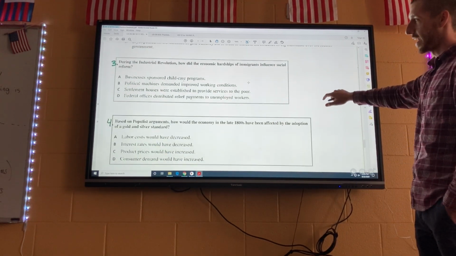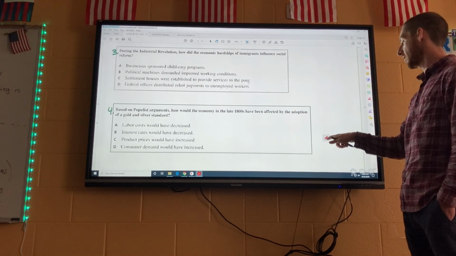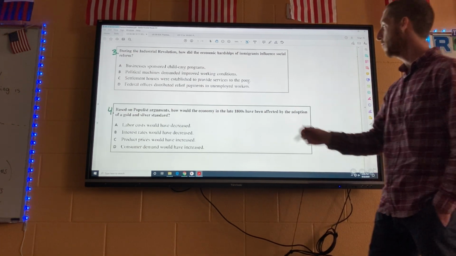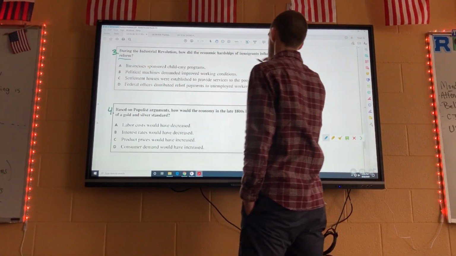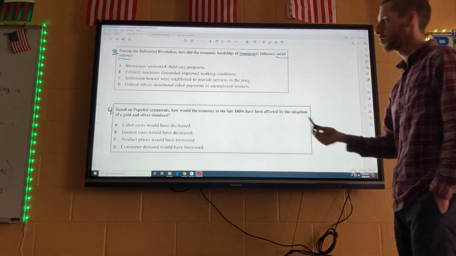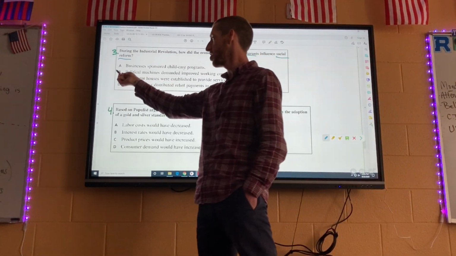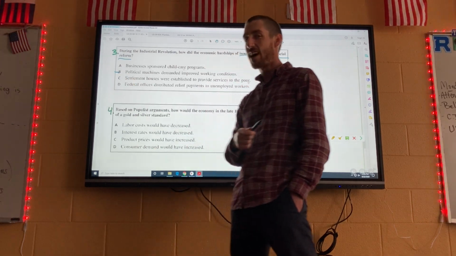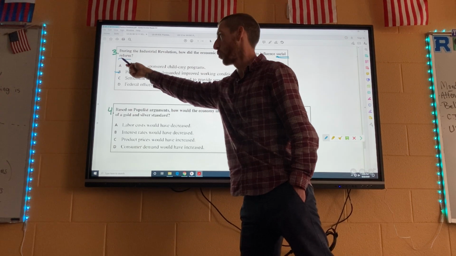All right, number 3 and number 4. Let's take a look at number 3. During the Industrial Revolution, how did the economic hardships influence social reform? That's your key there, social reform. So immigrants, social reform. Now, we've had questions like this that always go with political machines. This is not going to be with political machines, because political machines don't want social reform.